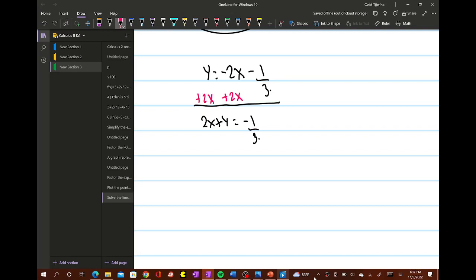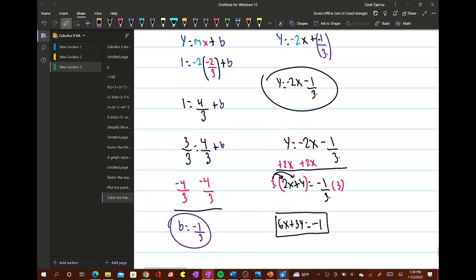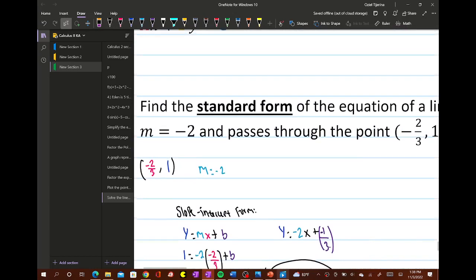So you don't have to, at least I don't think you have to get rid of the negative number. Just get rid of the fraction. So what I'm going to do is I'm going to multiply times 3 on both sides. Okay, so this is going to give me, if I do distributive property, 6x plus 3y equals negative 1. And this would be my equation in standard form, right?